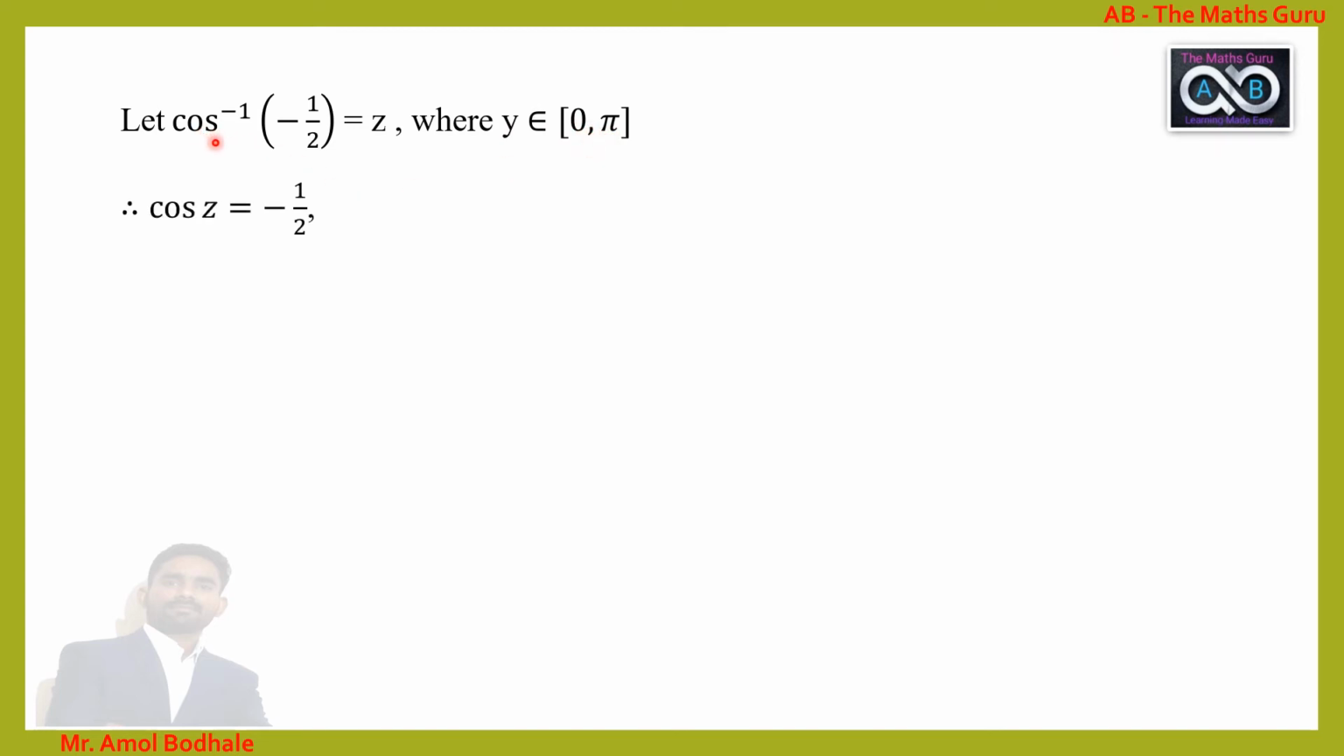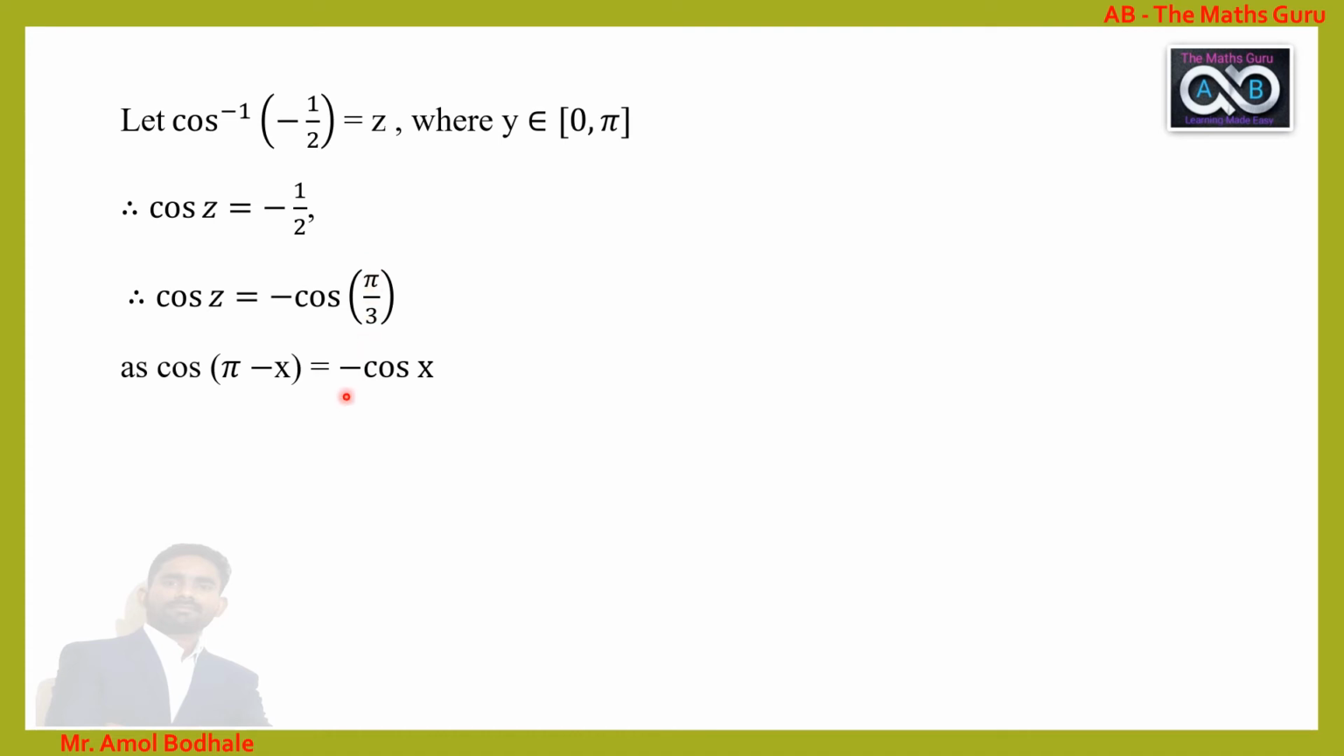So therefore cos z equals minus 1 by 2. As we know, cos of 60 is half. So here cos z equals minus cos of pi by 3. Here we must convert this negative trigonometric function in terms of positive. As we know, cos is negative in the second and third quadrant. We require an angle in 0 to 180, so we can use the angle that lies in the second quadrant.